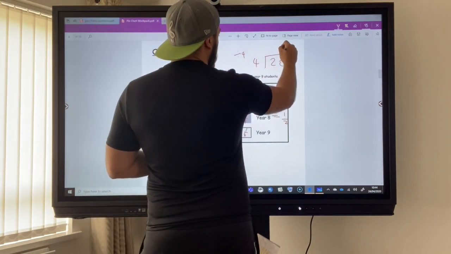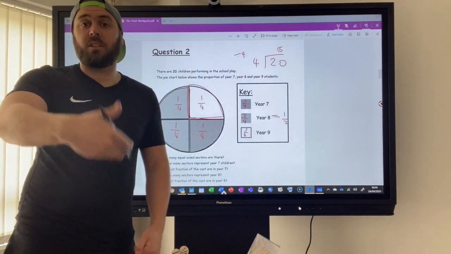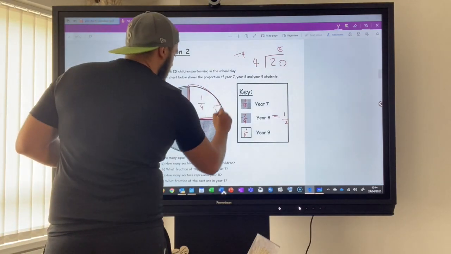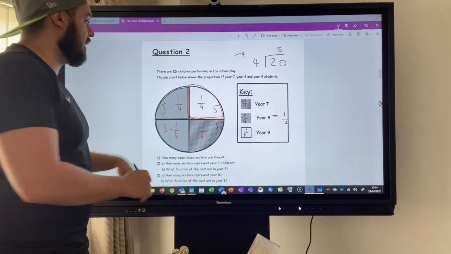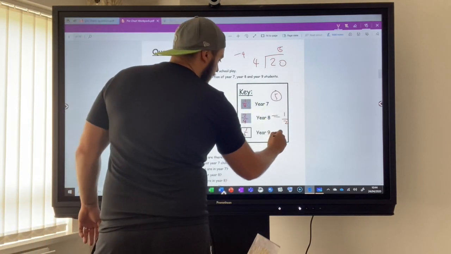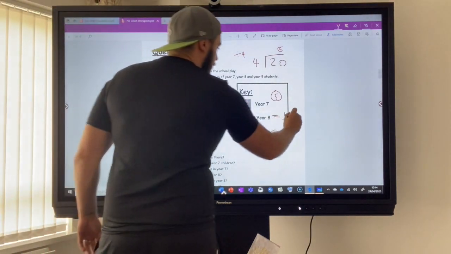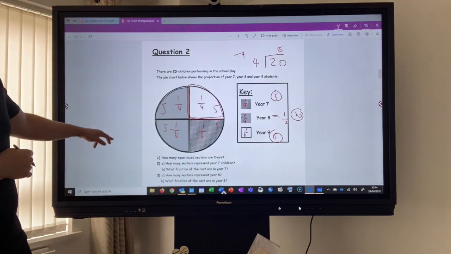4 into 20, we know that's 5 times, because 20 divided by 4 is the same as saying 4 times what is 20? 4 times 5 is 20. This is 5, this is 5, this is 5, and this is 5. And now we can use that to work out the rest. So a quarter is going to be 5 people, another quarter is going to be 5 people. This is 2 quarters, so 5 and 5, so it's going to be 10 people. Now, we've probably already answered all the questions, but let's have a look anyway, just to make sure.